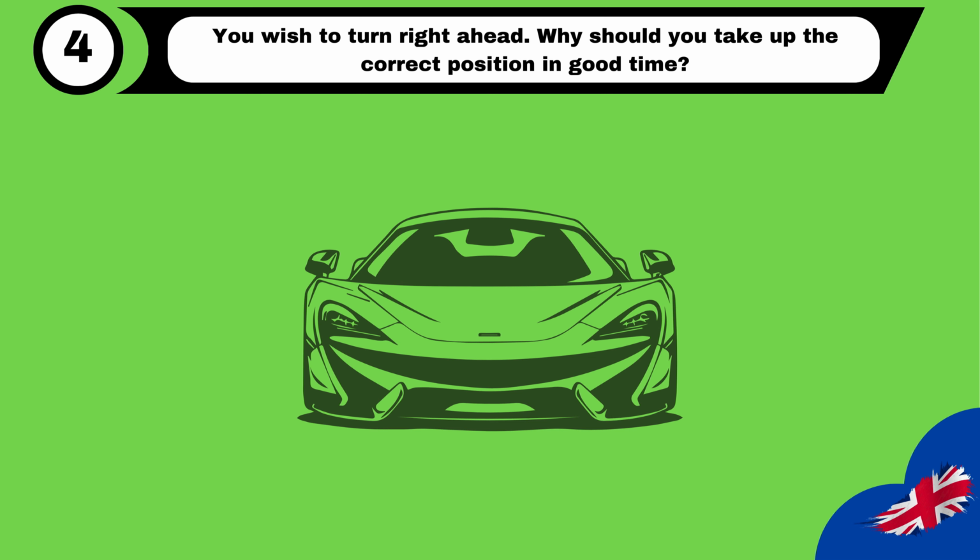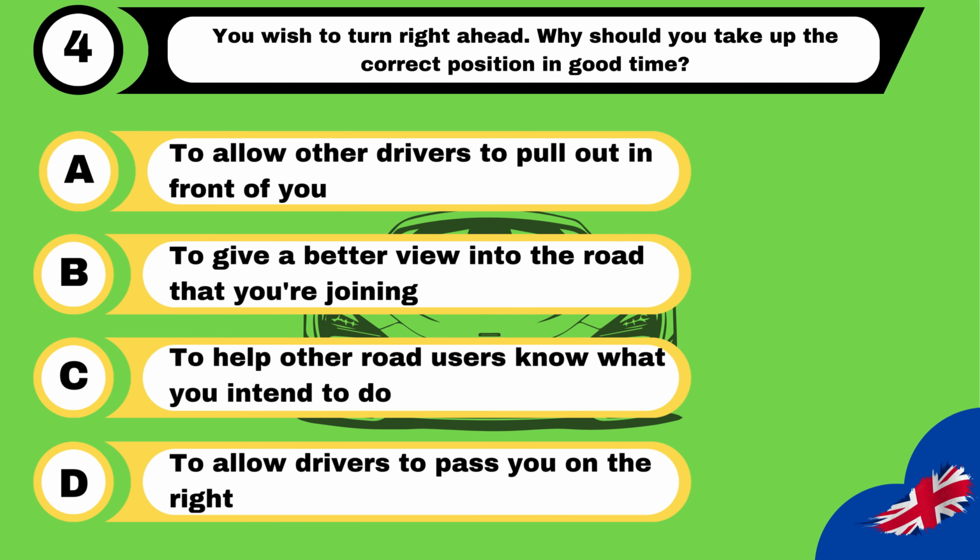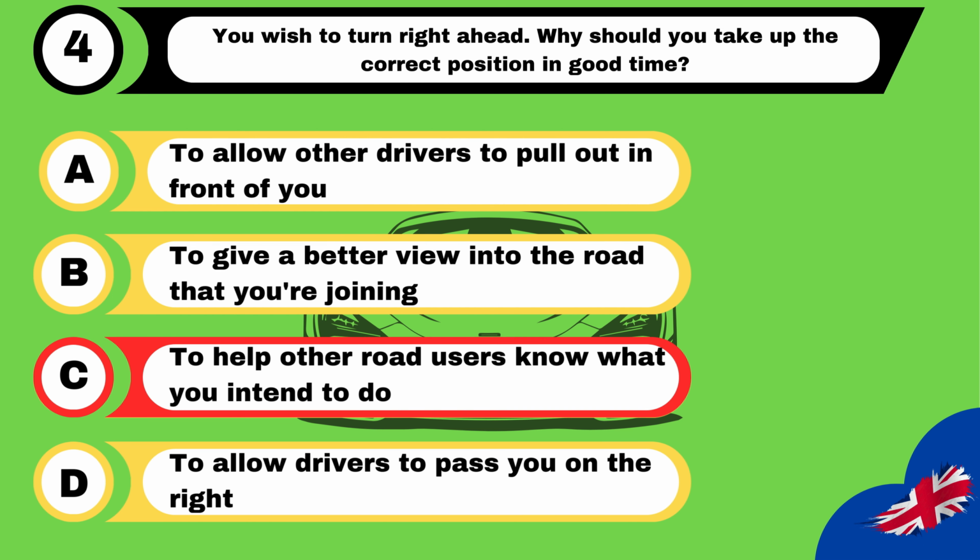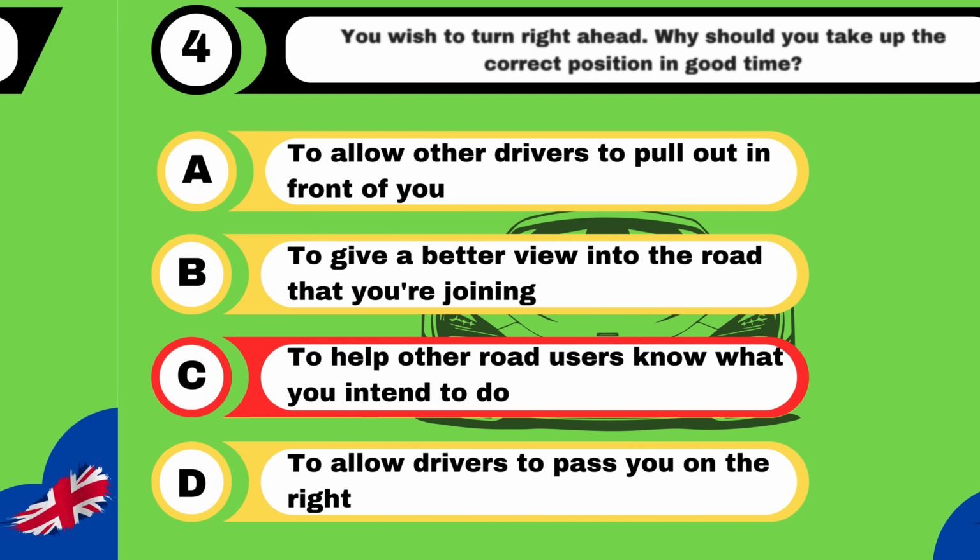Question 4. You wish to turn right ahead. Why should you take up the correct position in good time? A. To allow other drivers to pull out in front of you. B. To give a better view into the road that you're joining. C. To help other road users know what you intend to do. D. To allow drivers to pass you on the right. The answer is C. To help other road users know what you intend to do.